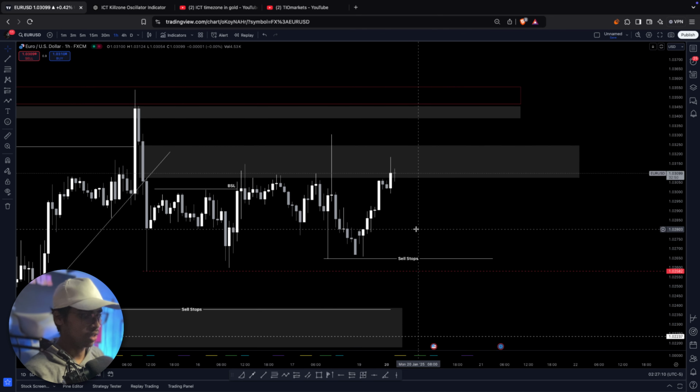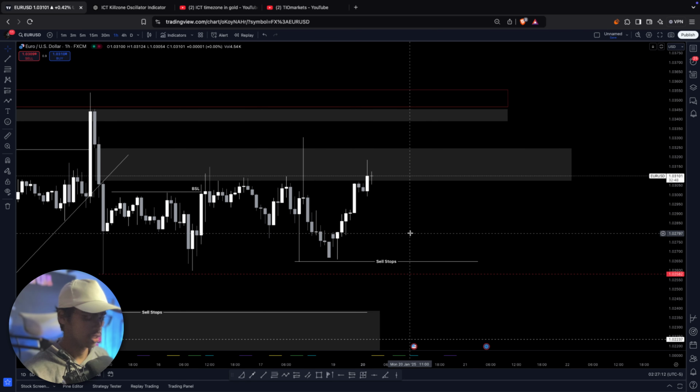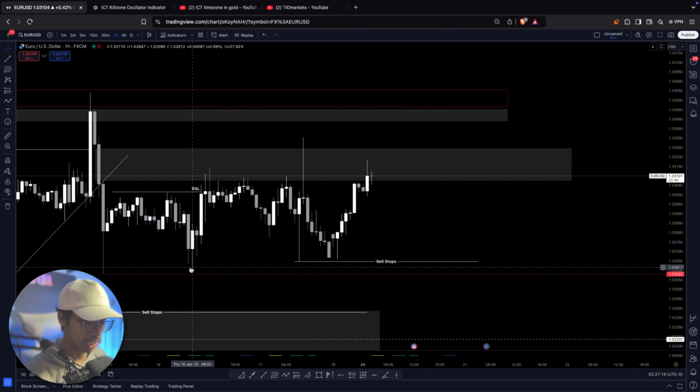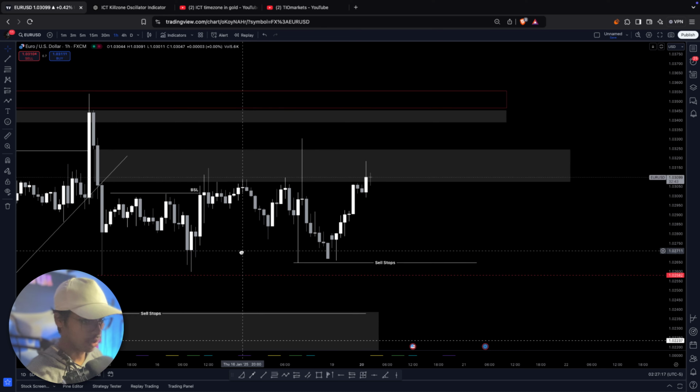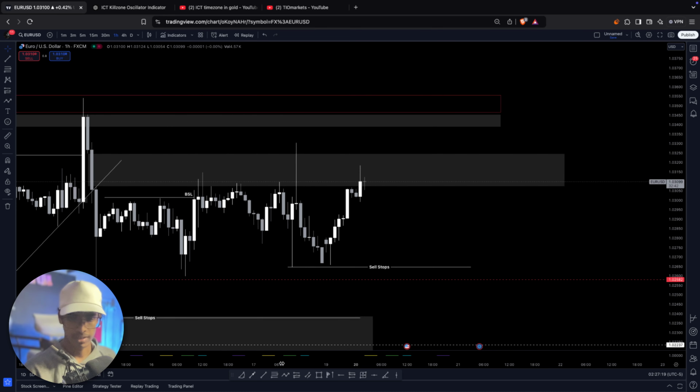Understandable? Now this is our expectation of what the price wants to do, because we have sell stops that can be taken, so we will be looking for sell stops. Okay, so our daily bias is what? Our daily bias is bearish.